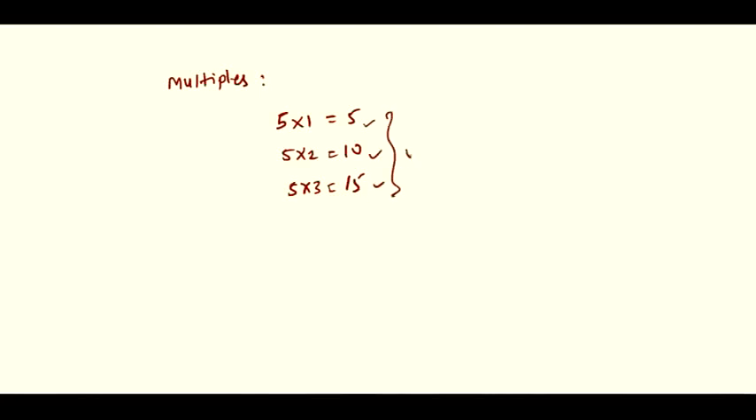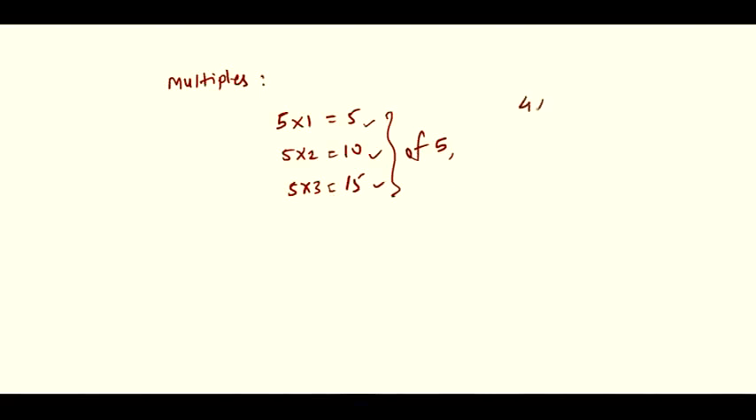Our next topic is multiples. And you know very well about multiples because you have studied in class 4th and 5th. So what are multiples? First, 5 1 ja 5, 5 2 ja 10, 5 3 ja 15. So 5, 10 and 15 are the multiples of 5.